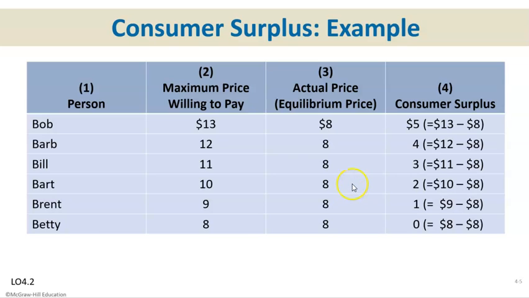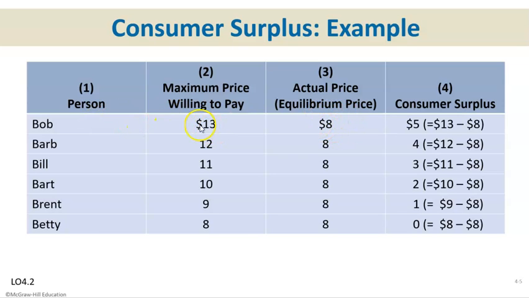So the price of this product is $8. And then we have a group of buyers, and they're all willing to pay a different amount for that product. So to calculate the consumer surplus, you just take the maximum willingness to pay, subtract the actual price that they paid.